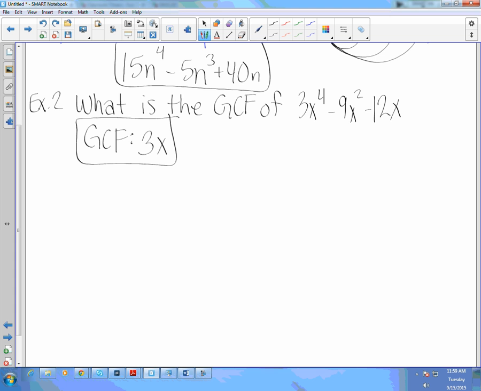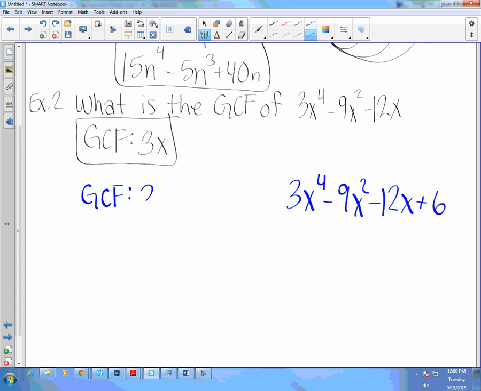What if I change the problem and make it 3x to the 4th minus 9x squared minus 12x plus 6? What would that GCF be? 3. Doesn't the 6 have an x? No, so your GCF could just be a number. It could also just be a variable, or it could be both. So I put what's in common. Any questions about that?